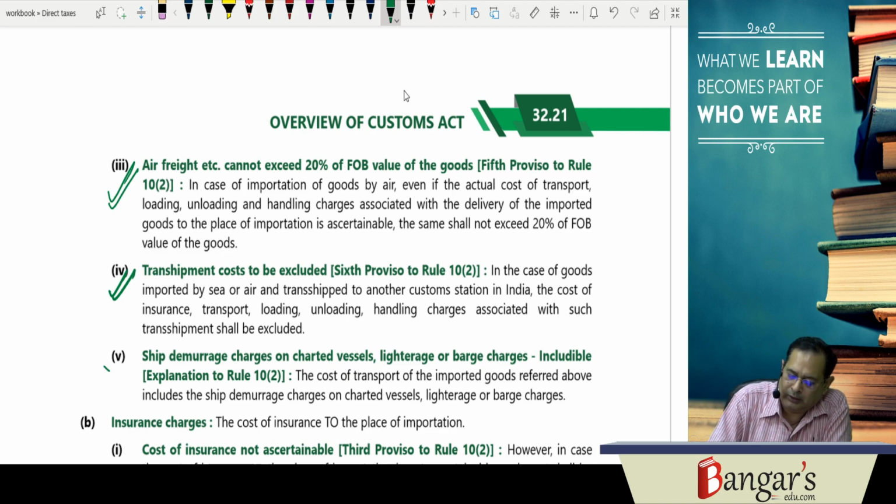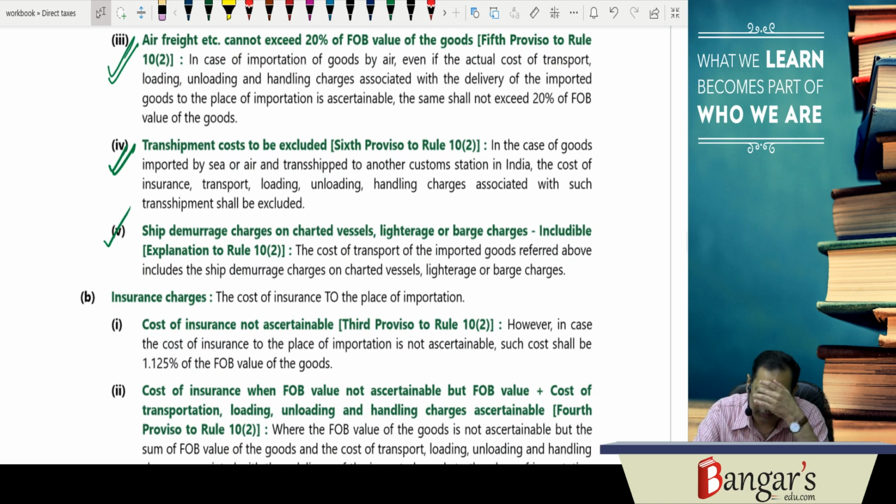Then if any ship demurrage charges on chartered vessels, light rate or barge charges are paid, then the same will be includable in the cost of transport.